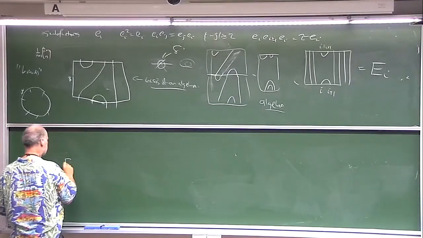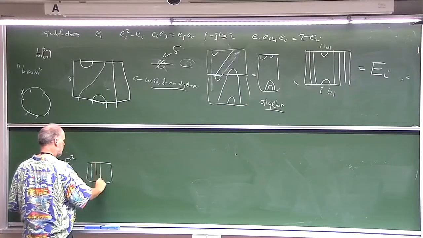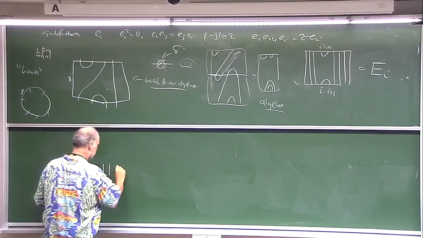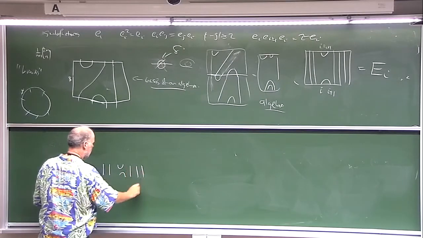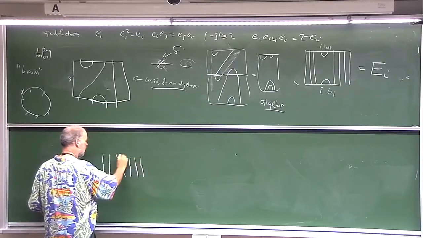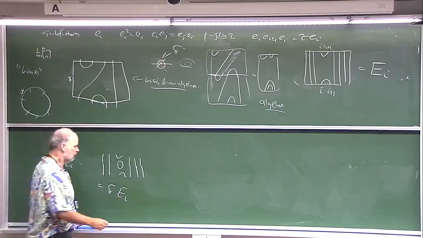Well, let's do EI squared. So let me forget the boundaries for a second. If I square that, what happens? I multiply by another one on the top, and I get delta times EI. Right?